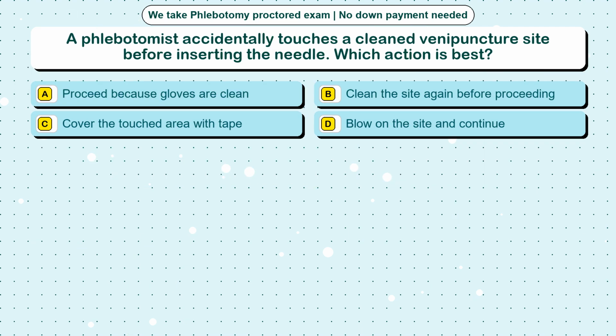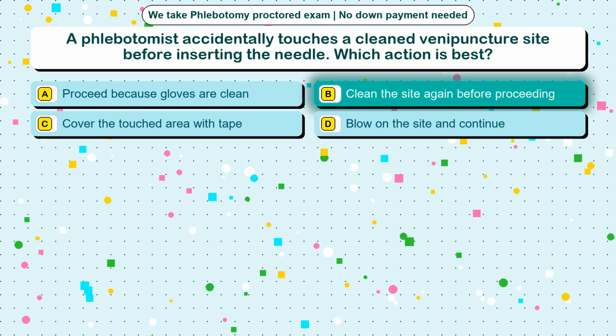Question 69. A phlebotomist accidentally touches a cleaned venipuncture site before inserting the needle. Which action is best? Option A. Proceed because gloves are clean. Option B. Clean the site again before proceeding. Option C. Cover the touched area with tape. Option D. Blow on the site and continue. The correct answer is option B.